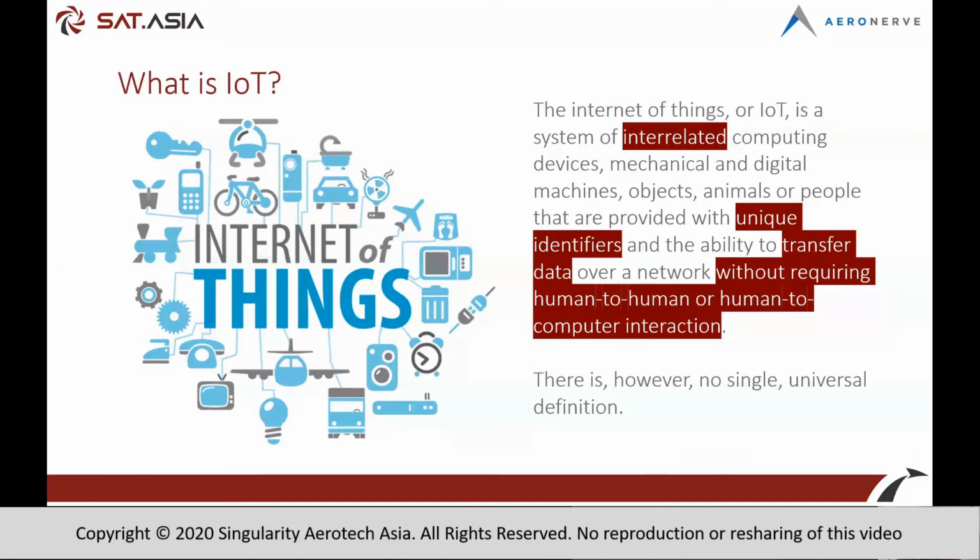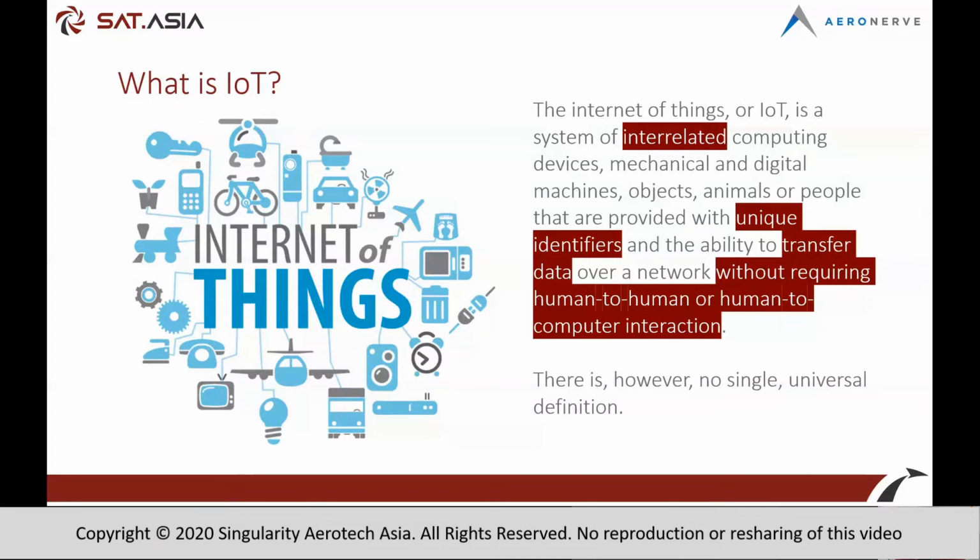Okay. In a nutshell, what is IoT? IoT is the Internet of Things, a system of interrelated computing devices, whether mechanical or digital, objects, animals or people that are provided with unique identifiers. So every object that is connected into this system has to have a unique identity, so that they can differentiate themselves. Let's say, for example, you have machine 1, machine 2, machine 3. You need to differentiate between the machines. You cannot have the same ID, for example.